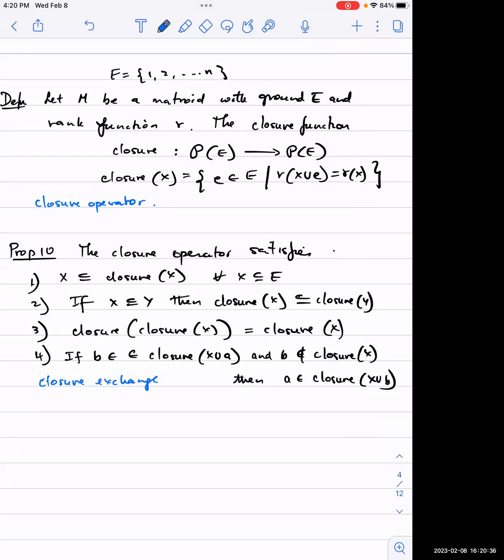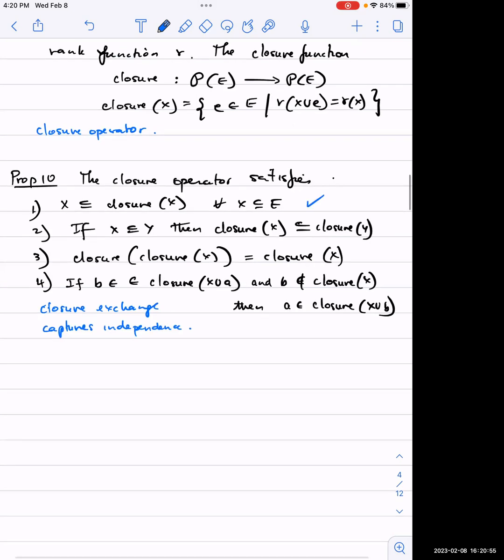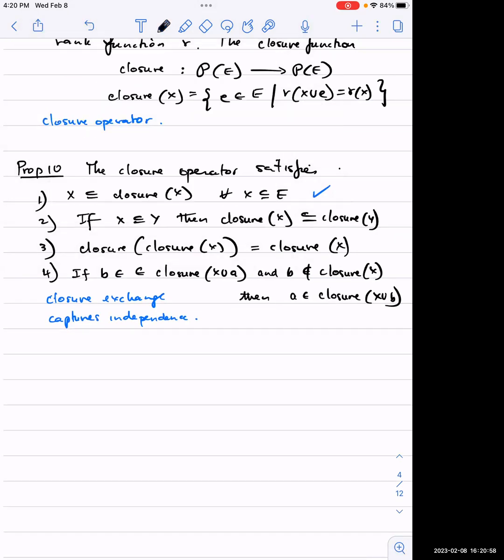And it sort of captures independence here. All of these axioms are going to be equivalent axiom systems. So 1 is good. Let's take a look at why 2 should hold.